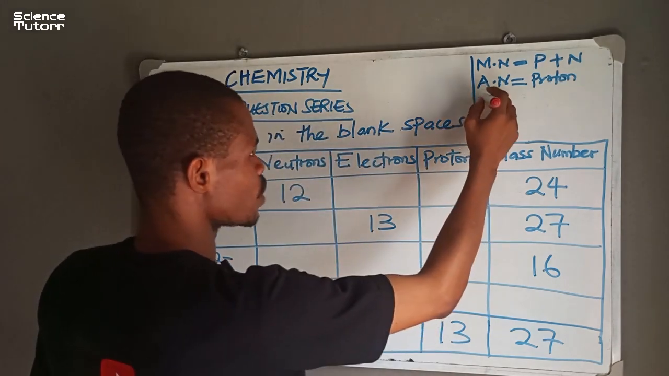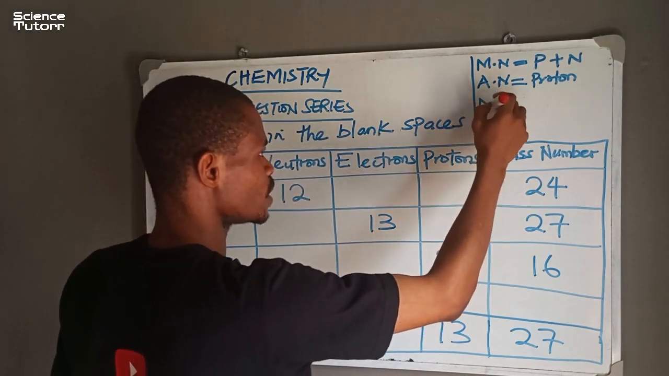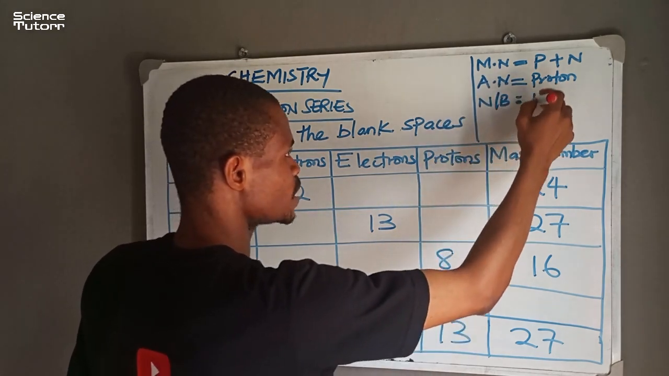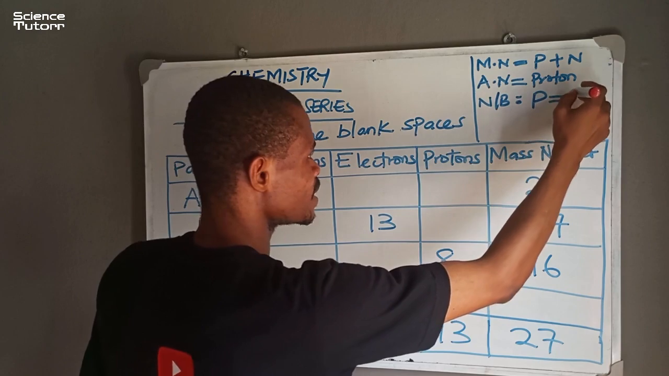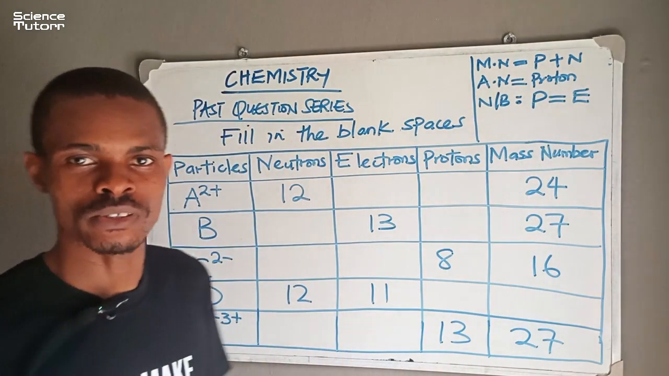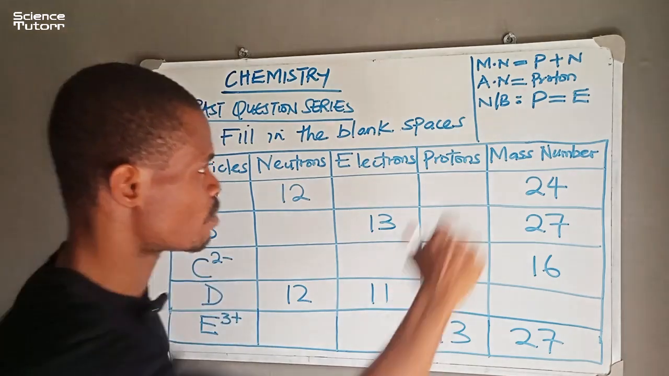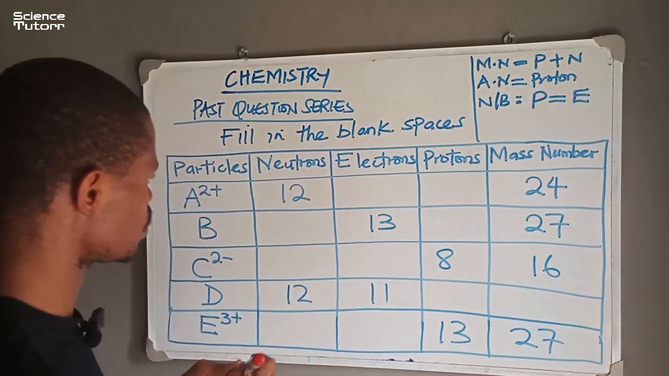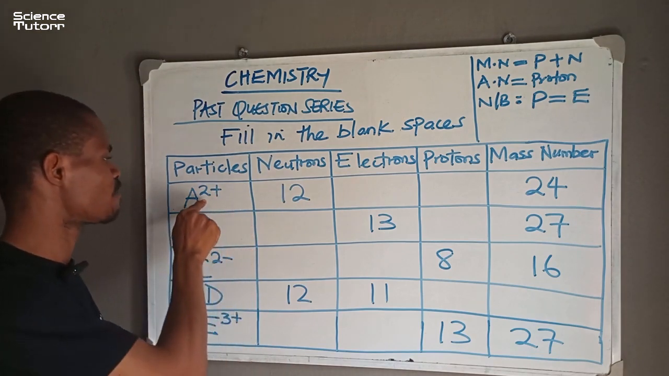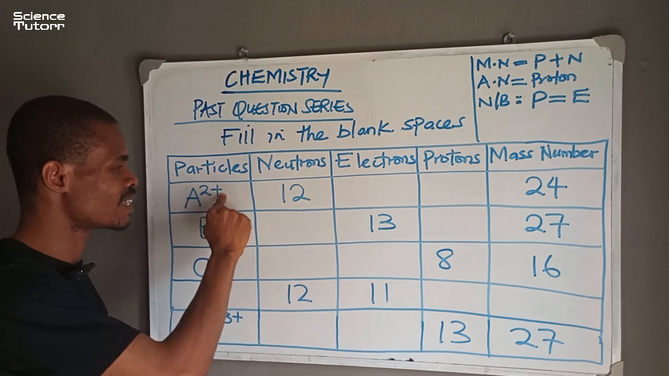In a neutral atom, take note, this is very important, this is key. In a neutral atom, it means the protons and the electrons are equal to each other, not an ion. So let's get started. Now in the first case, this is an ion.